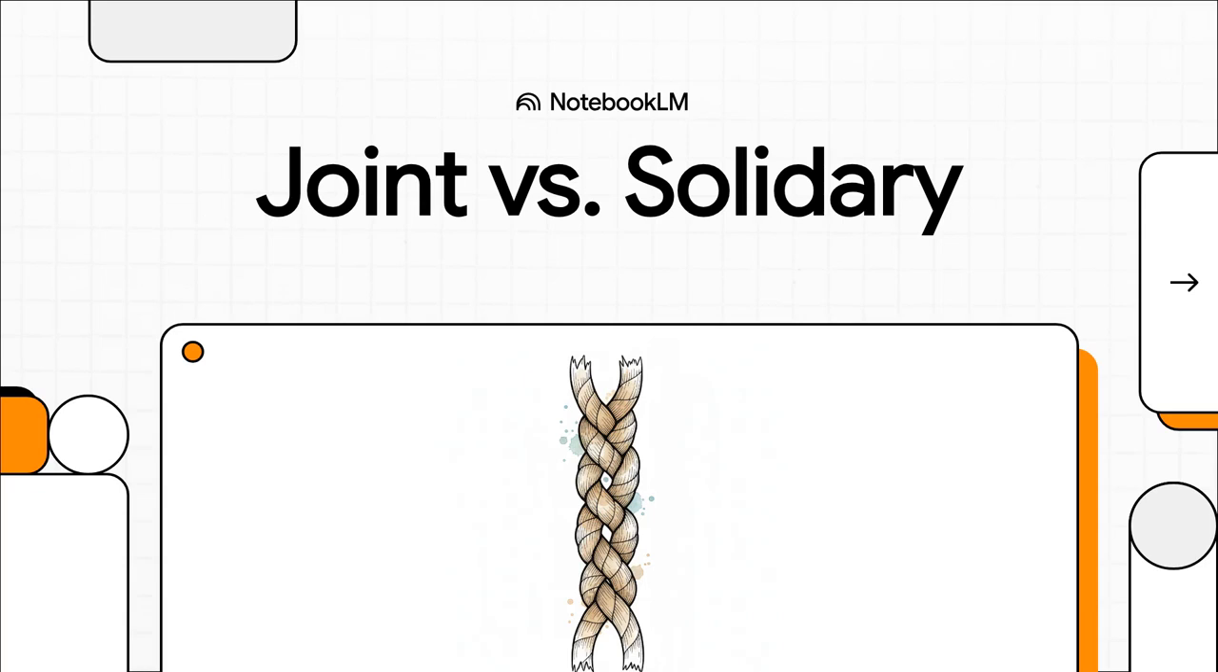Today we're tackling a topic from ObliCon that trips up so many people on the board exam. What happens when a debt involves a whole group of people? It sounds simple, but trust me, knowing the difference between joint and solidary is absolutely critical. So let's break it all down.